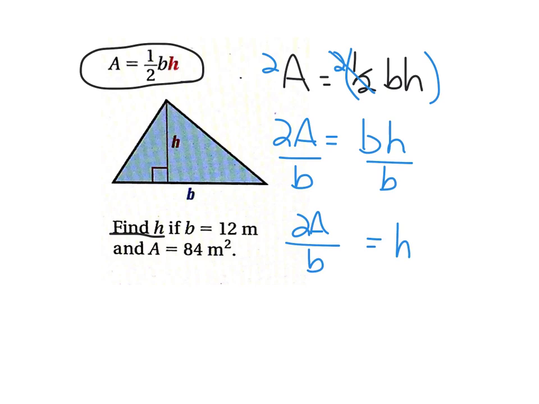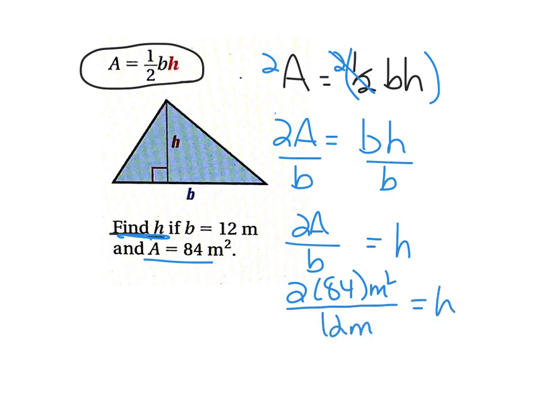So the problem then says find h if b is 12 and the area is 84. So the area is 84. That's going to go here, and it's also meters squared. And the base is 12 meters. That's the height. So if I multiply 2 times 84, that's 168 meters squared divided by 12 meters.